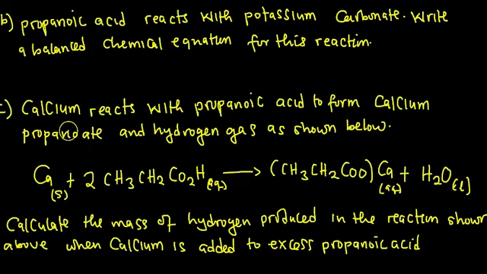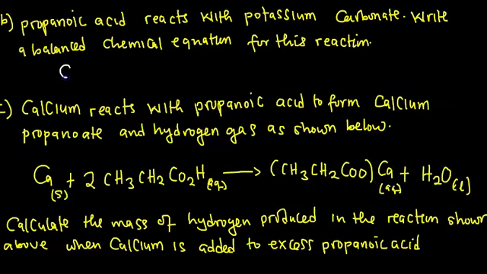Propanoic acid, and that is B of 22. Propanoic acid reacts with potassium carbonate. Write the balanced chemical equation for the reaction. So now, in general, the acid reacts with the base. Then what is produced? Carbon dioxide and water, then with a salt. So potassium carbonate reacts with propanoic acid.